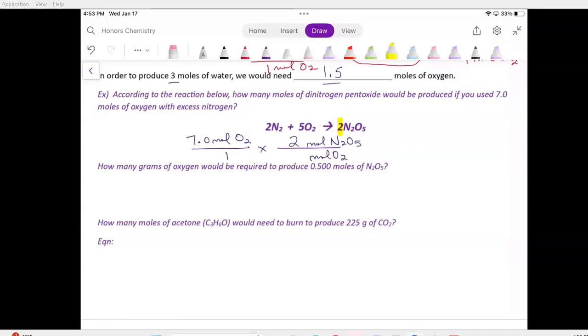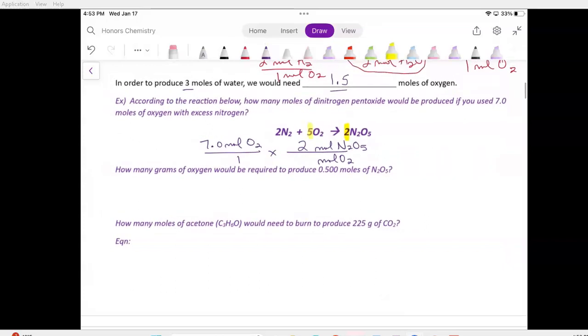And then next to moles of oxygen, we have that 5. And so that's the number that's going to go on the bottom there next to moles of oxygen. And so that cancels moles of oxygen. It leaves us with moles of N2O5. And so 7 times 2 divided by 5. And that should give us about 2.8 moles of N2O5. Okay, there we go. And that's stoichiometry. Basically, that's an example of a very simple stoichiometry problem.